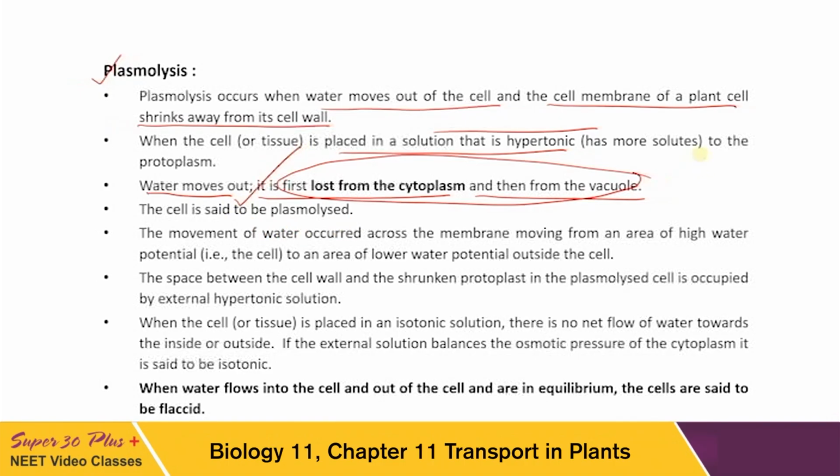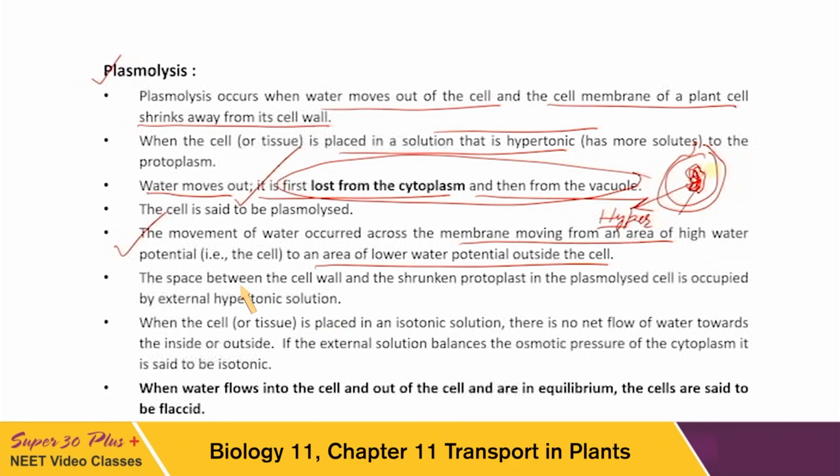If this is the cell, this is a plant cell. If it is placed in hypertonic solution, then the water will be lost from the cell, and ultimately the cytoplasm or protoplasm will be concentrated at the center. That is the movement of water across the membrane from an area of higher water potential to an area of lower water potential. You know it, the same thing.